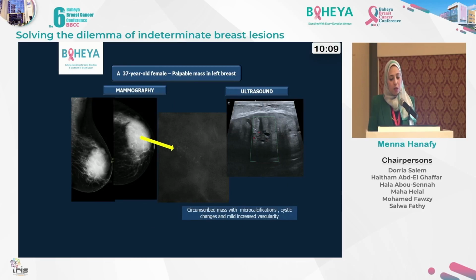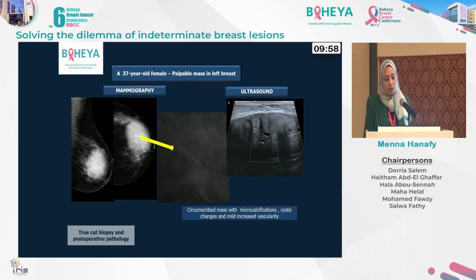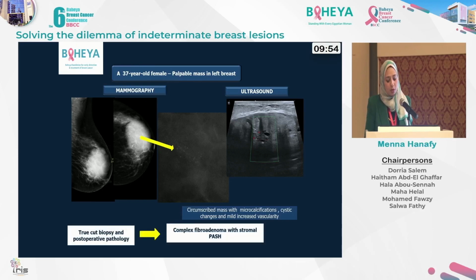A 37-year-old female patient presented with a palpable mass in the left breast. Her mammography and ultrasound revealed a circumscribed mass with microcalcification, cystic changes, and mildly increased vascularity. True-cut biopsy and post-operative pathology showed complex fibroadenoma with stromal patch.